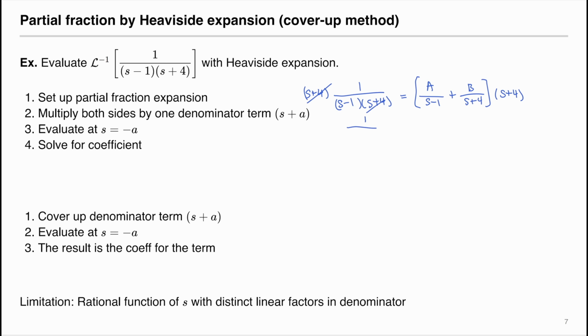We are left with 1 divided by s minus 1 equals A times (s plus 4) over (s minus 1) plus B, as they cancel. And we evaluate so that s plus 4 equals 0, so s should be minus 4. Substitute that in. 1 divided by minus 4 minus 1 is minus 1 over 5, equals, because we have already set s plus 4 equals 0, that term is 0, plus B. So B is equal to minus 1 over 5.